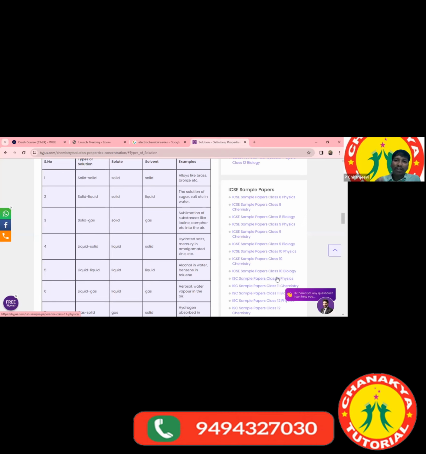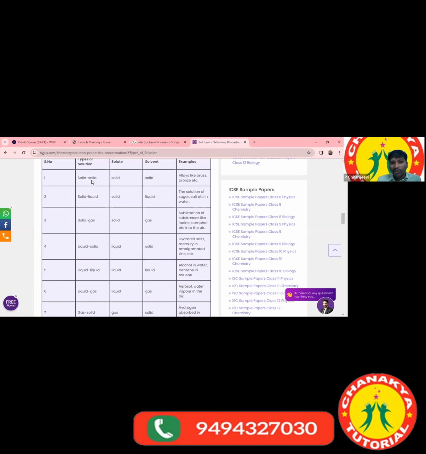In the examination, how will they ask questions based on this? They'll give the solute and solvent, or simply they'll give an example and ask you to find out which kind of solution it is related to. For example, alloys are an example of which type of solution: solid-solid solution, solid-liquid solution, solid-gas solution, or none of the above? So what is the answer here? Alloys are nothing but solid-solid.